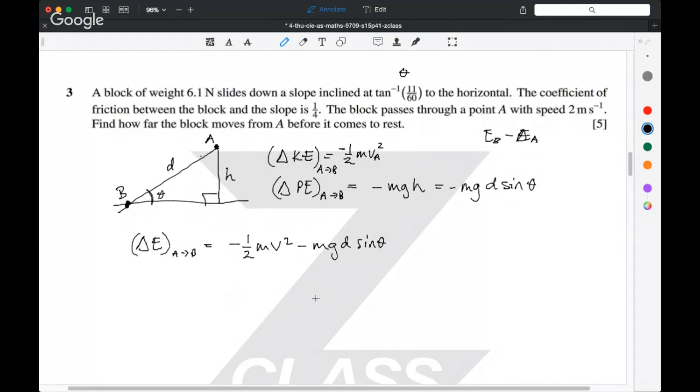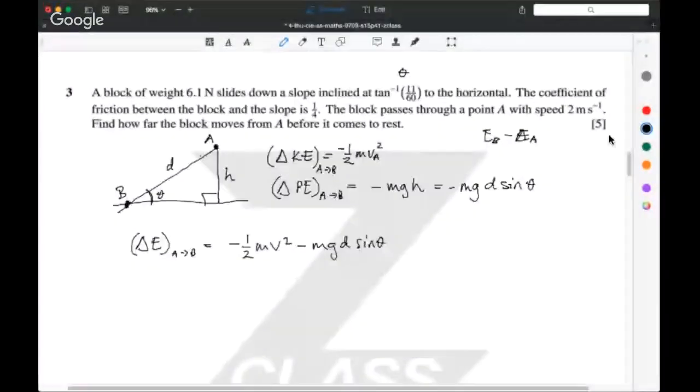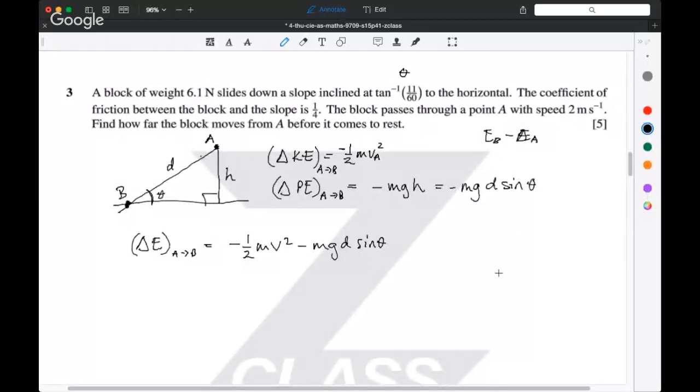Well, where is the energy gone? Well, it's been dissipated in friction, right? I mean, that's the only way you can lose energy between 2 points, when it's dissipated through some sort of friction force. So we're told that there is a coefficient of friction between the block and the slope. So this is going to be equal to the work done by friction. Well, this is going to be the force of friction times the distance traveled, which is this hypotenuse, which is mu R d.